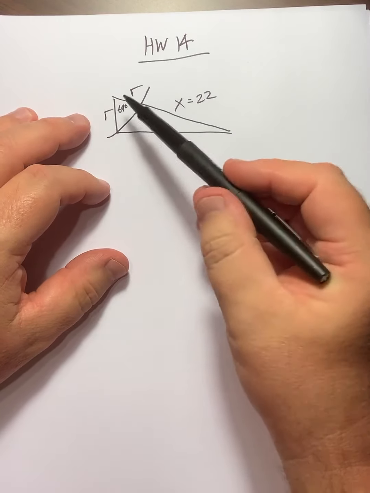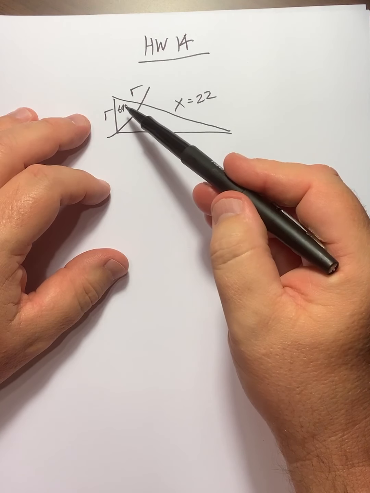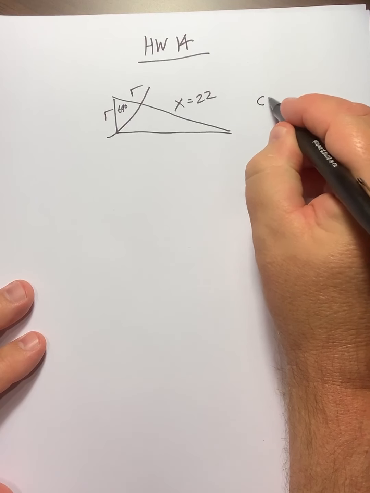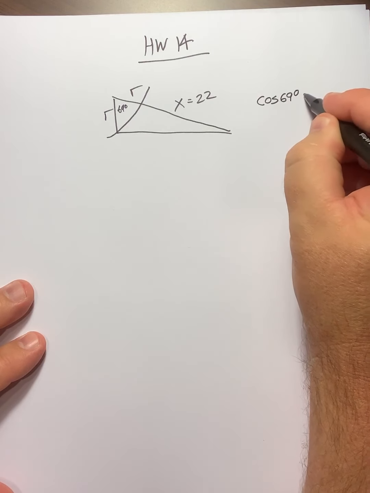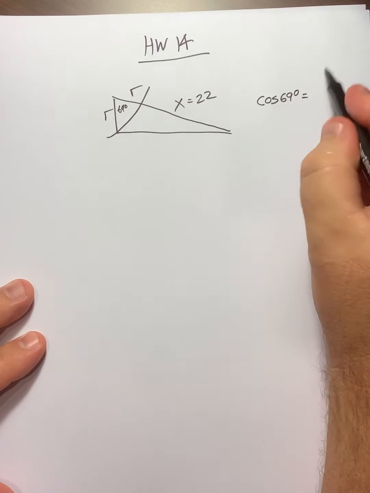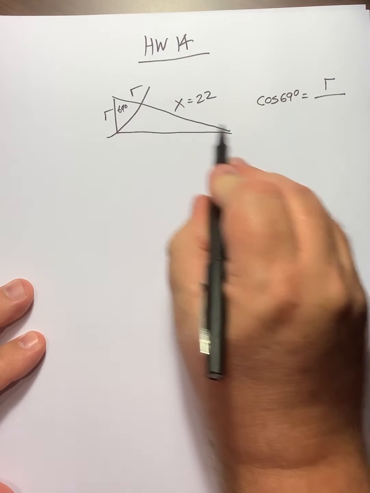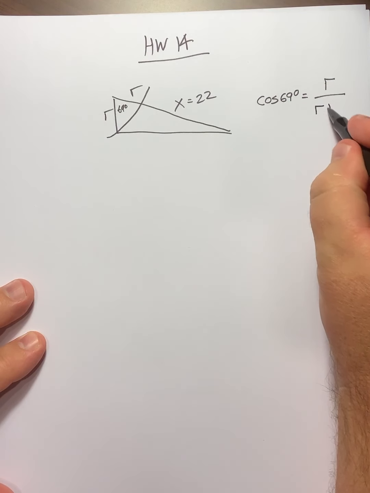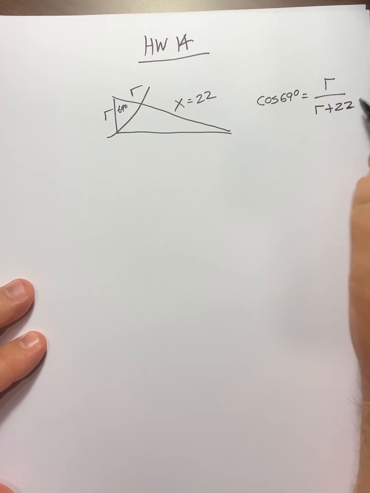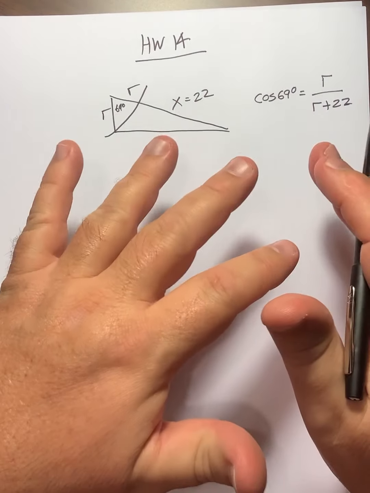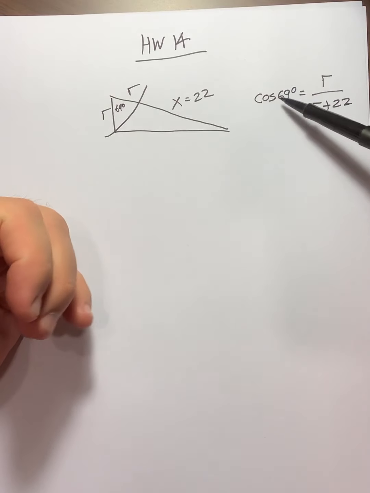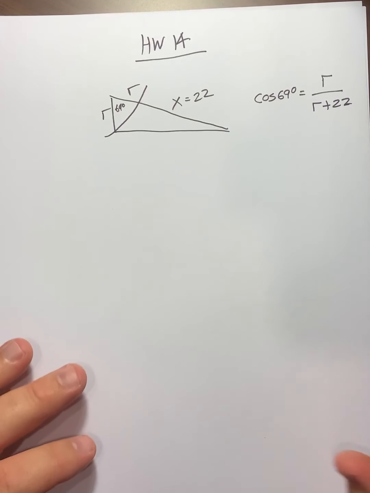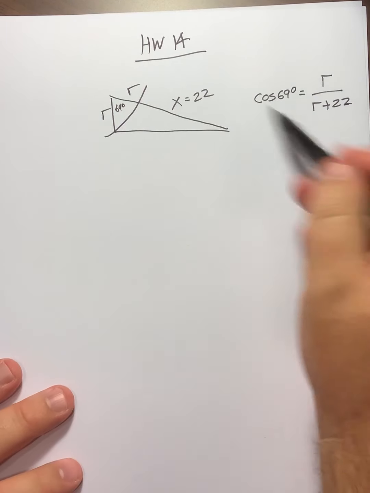This is a leg and this is a hypotenuse, right? So if I look at this angle, this is the adjacent leg. So then really, isn't this the cosine of 69 degrees equals adjacent over the hypotenuse? Now this is where it gets a little squishy because the hypotenuse is r plus 22. Is that okay? Yeah. Is it a little different? Yeah, but that's what it is. Cosine, adjacent, hypotenuse.